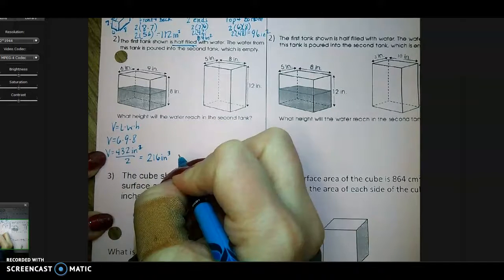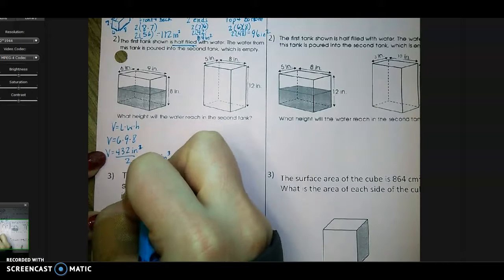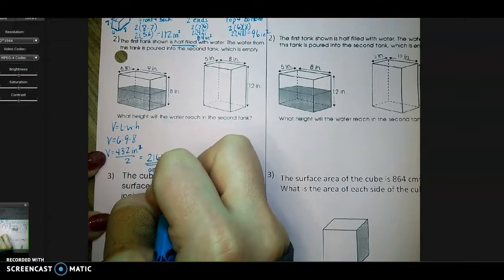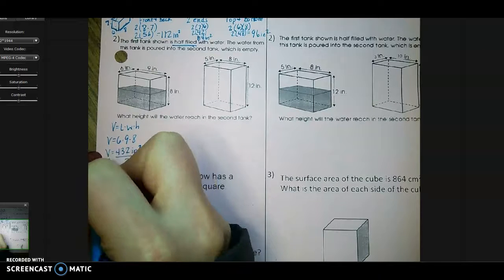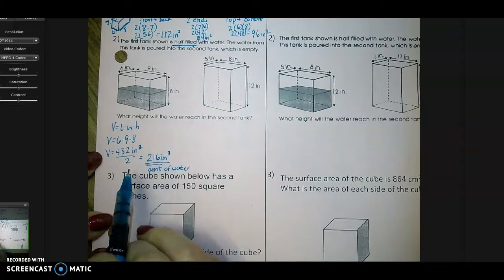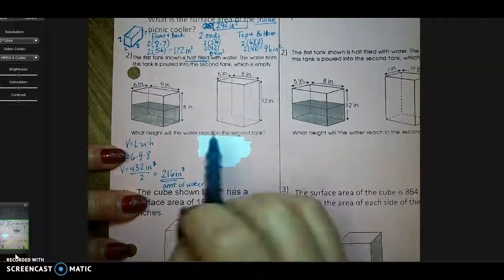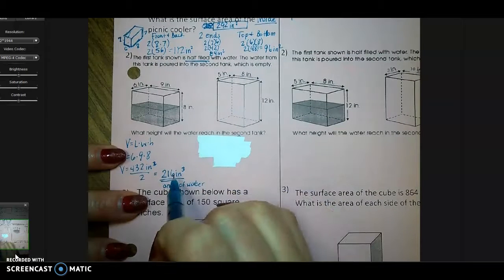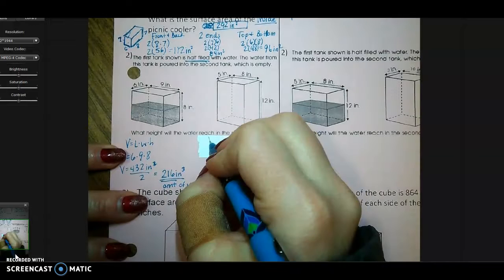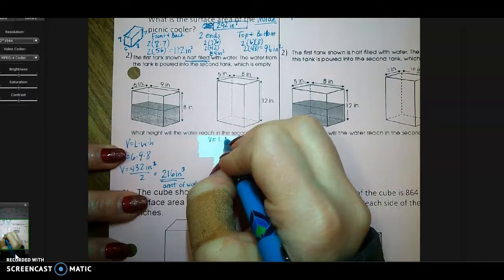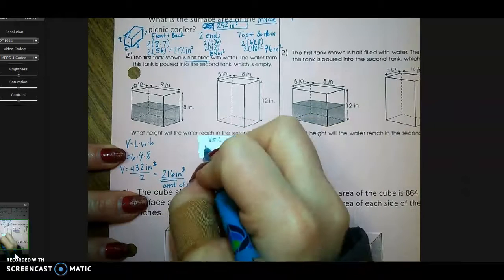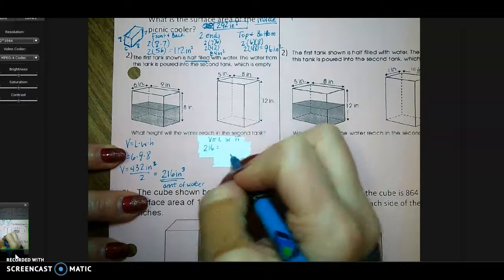Inches cubed. This is actually the amount of water. So this is the volume of the whole tank, and this is the actual amount of water because it was half filled. All right, so in that second tank, we're going to have the same volume of water. So when I think volume equals length times width times height, I'm going to have the same volume of water.